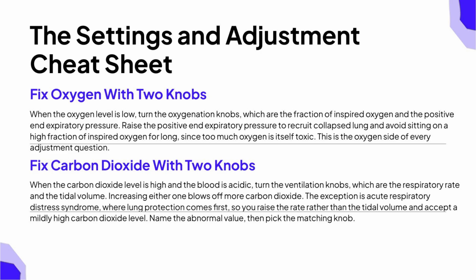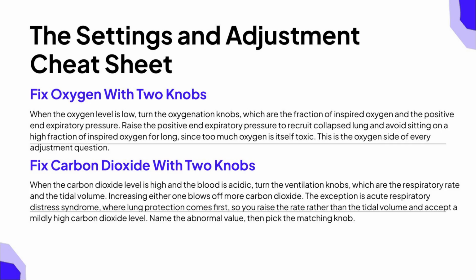Second, fix carbon dioxide with 2 knobs. When the carbon dioxide level is high and the blood is acidic, you turn the ventilation knobs, which are the respiratory rate and the tidal volume, because increasing either one blows off more carbon dioxide. There is one important exception to memorize.